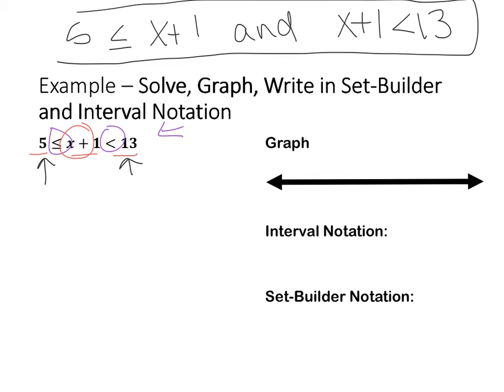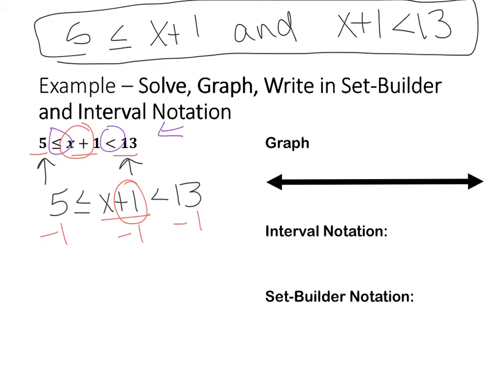Alright, so you can solve it like that, or here, there's another way we can do this, and it's you work on all three pieces at the same time. To get this x by itself here in the middle, I would have to get rid of this addition of 1. So I do that by subtracting 1, and if I do it in one section, I have to do it in all three sections. And a lot of people are going to remember to do it in the first section. They're going to forget this last one over here to the right. So if you do it in one piece, you do it in all three.